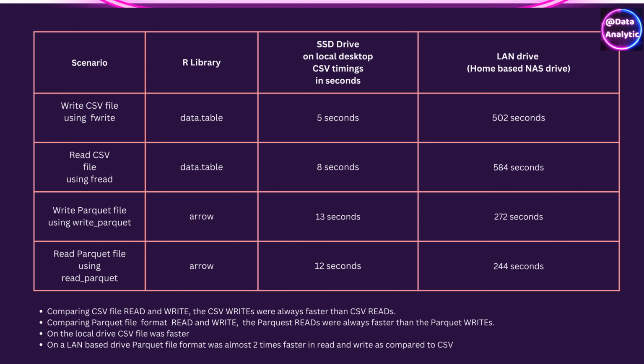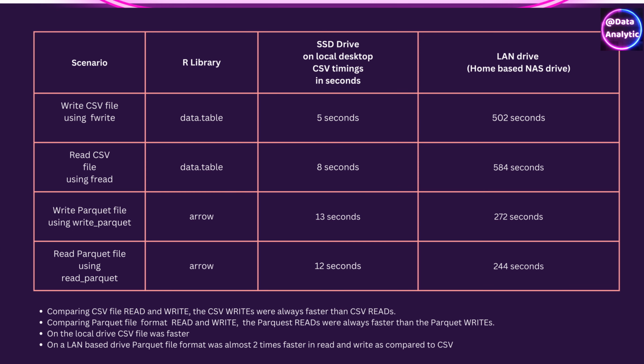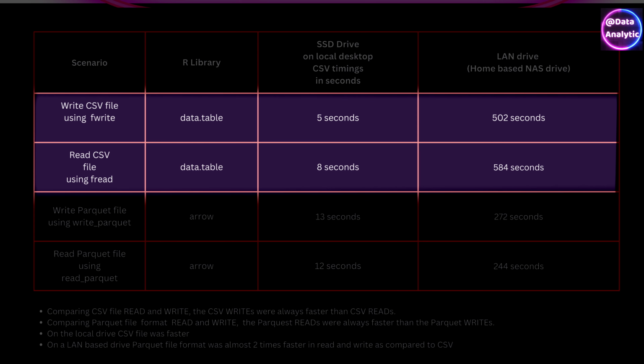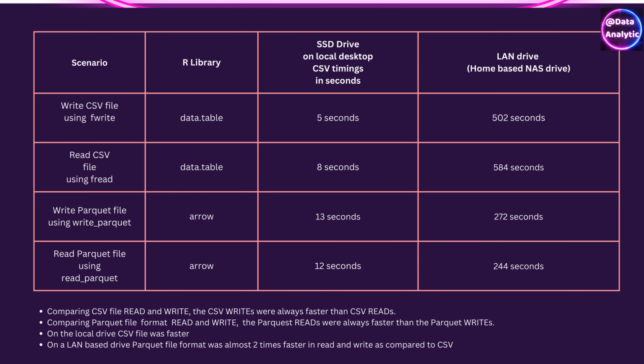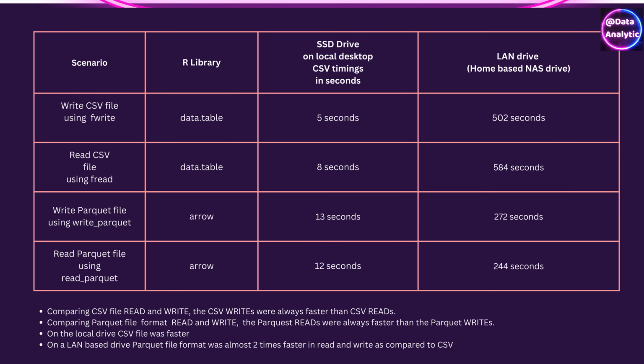And on the LAN drive, Parquet was the winner because the Parquet timing was almost 50% less as compared to data.table fread. So it took about 584 seconds to read the CSV file using the fread command, and it took almost half of it, about 244 seconds, to read the Parquet file back from the LAN drive. So Parquet performed much better on a NAS drive or on a LAN drive.